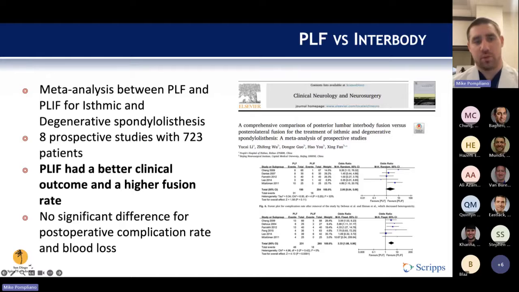Another study looking at posterior lateral fusion and interbody fusion. This meta-analysis included both isthmic and degenerative spondylolisthesis, looked at 8 studies, 723 patients. They found interbody fusion had better clinical outcomes and a higher fusion rate, although there was no difference between postoperative complication rate and blood loss.